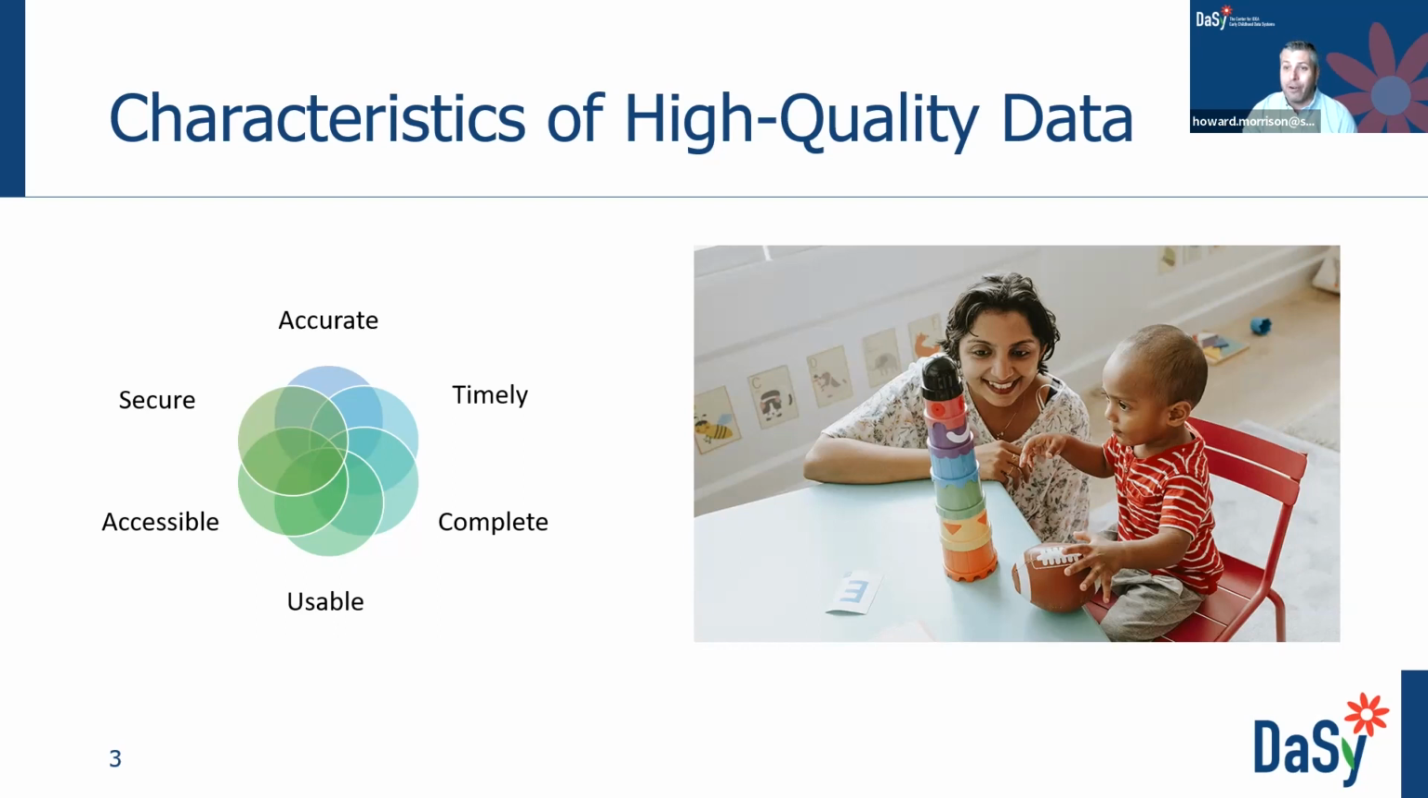Let's start with accurate. When we indicate that the data is accurate, we mean that it's correct and a truthful representation. Accuracy also means that the data is reliable, so it is consistent across reports, locations, and time points, and that it is valid, so it measures what it is designed to measure.